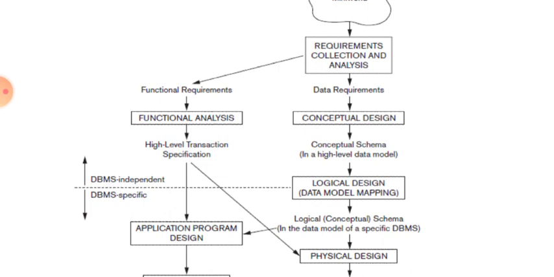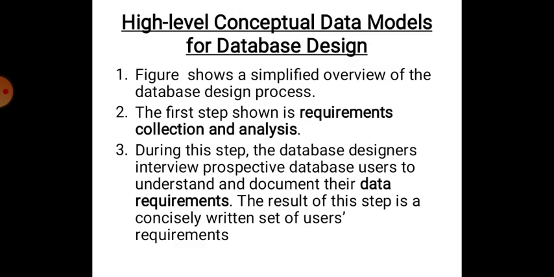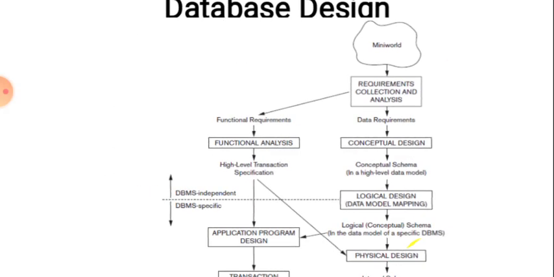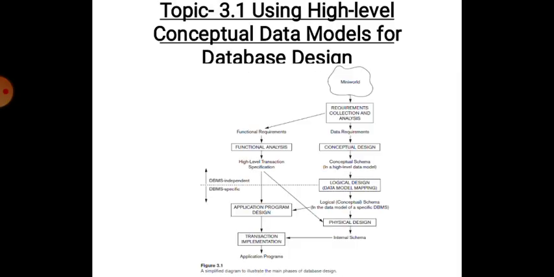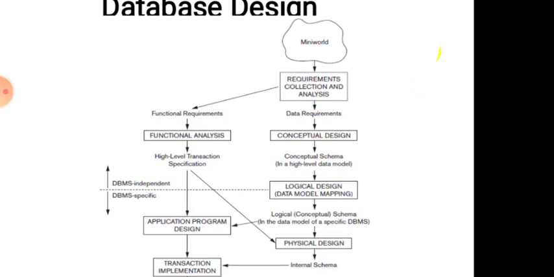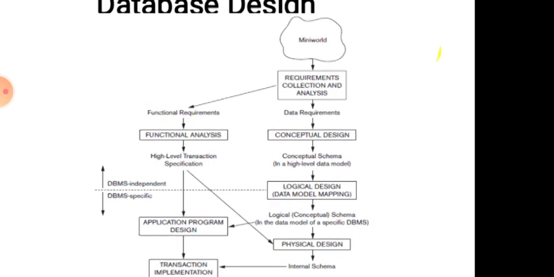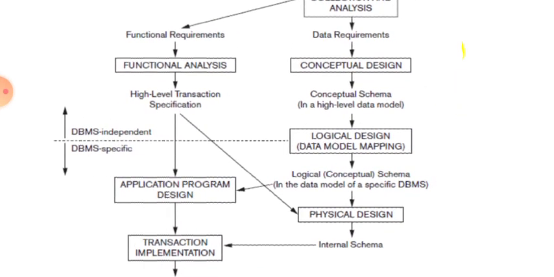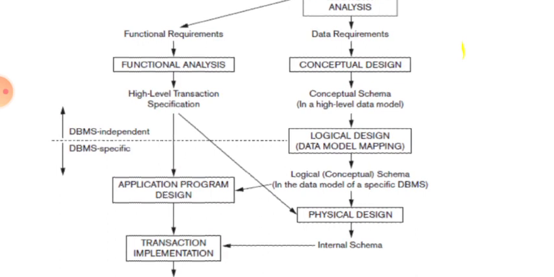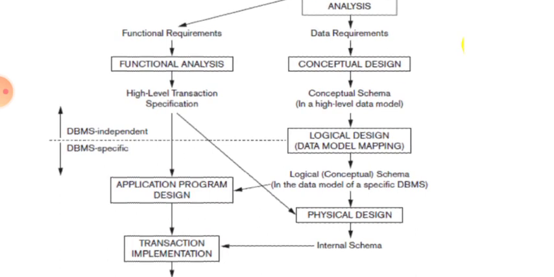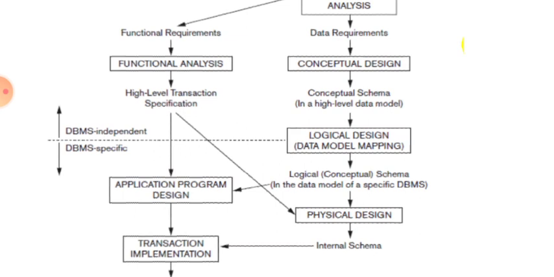After understanding the data requirements, at the bottom you get conceptual design, right? After this conceptual design, you get the conceptual schema for the high level data model. Then below that you get logical design, data model mapping, and below that you get the logical schema, that is the conceptual schema in the data model of a specific DBMS. Below that in the box you get physical design, and below that you get the internal schema.